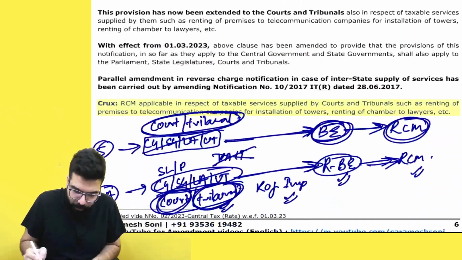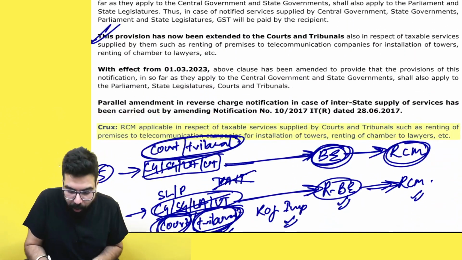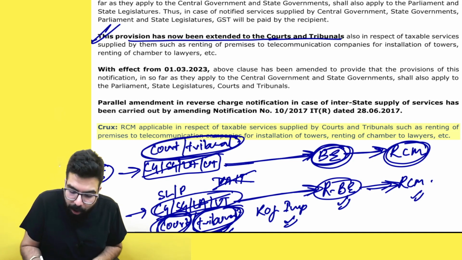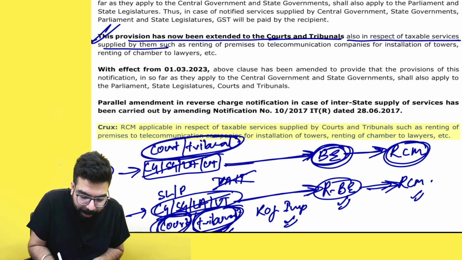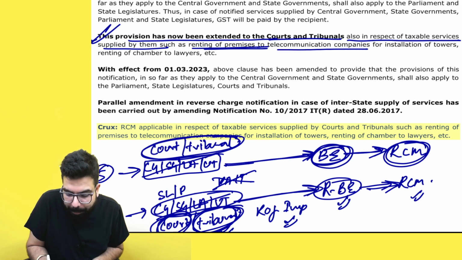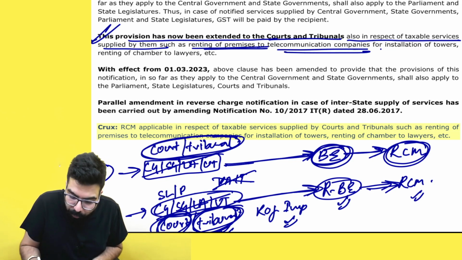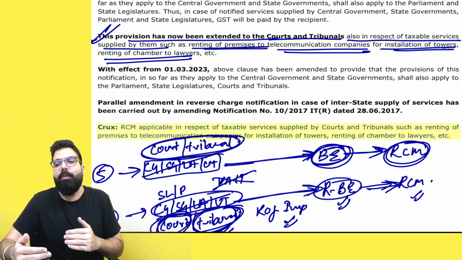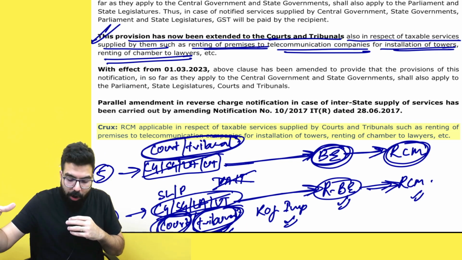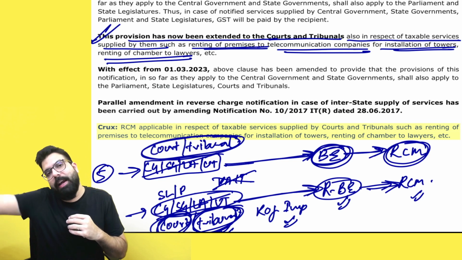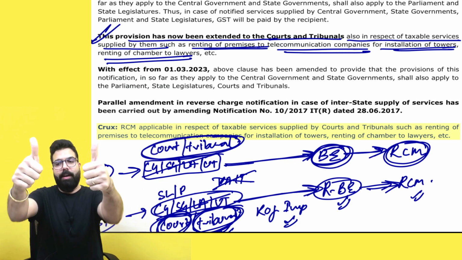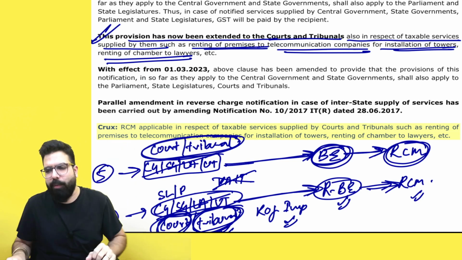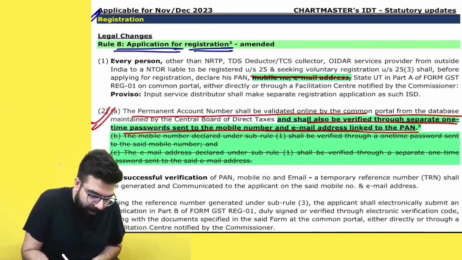There are two examples which they have also given. See, this provision has been extended to court or tribunal also in respect of taxable services supplied by them, such as renting of premises to telecommunication companies for installation of tower, and renting of chambers to lawyers. In this scenario, what will happen? The lawyers or the telecommunication companies have to pay the GST under RCM. Yes, everyone, quickly tell me, is this point clear to all? Done? Can we go ahead? Yes, sir, this point is clear.